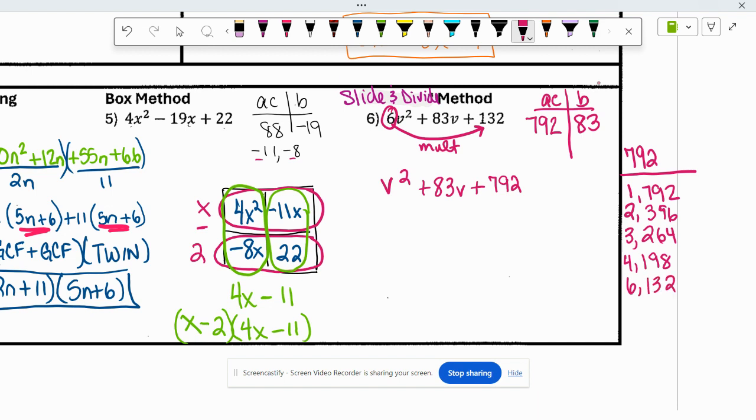Is it divisible by 7? 8. 8 and 99. Is it divisible by 9? Say again. 88. Is it divisible by 10? 11. 11 and 72. 12.